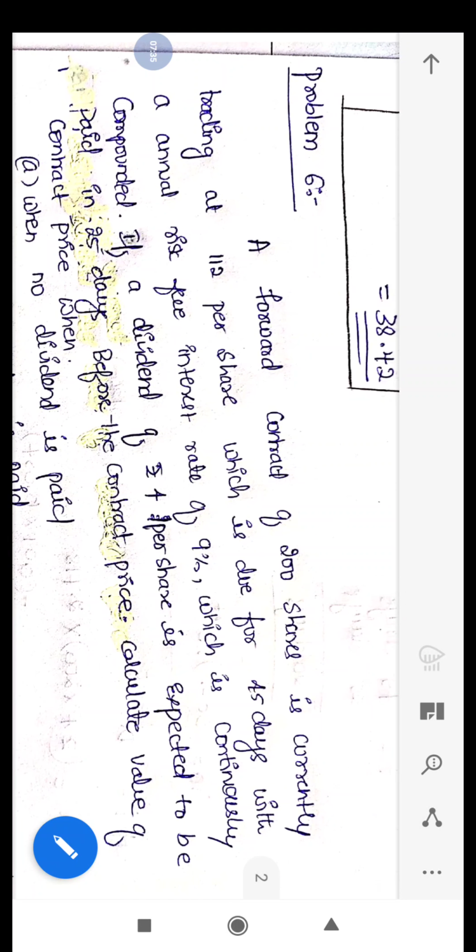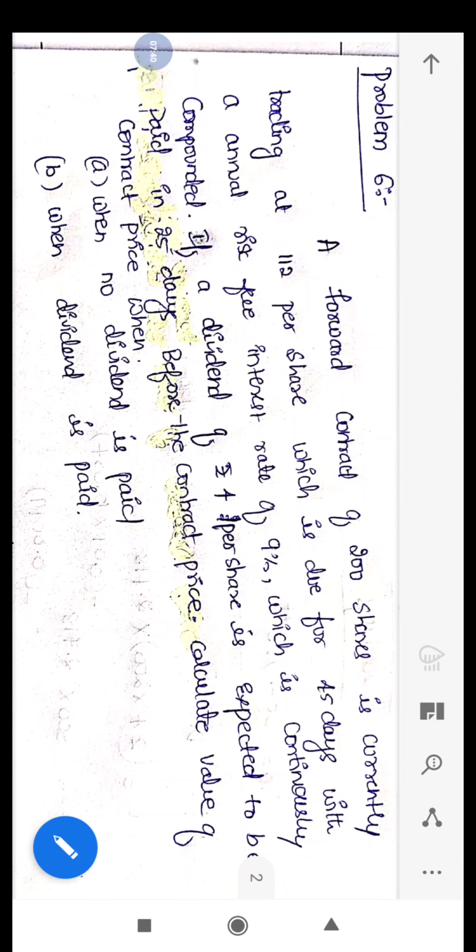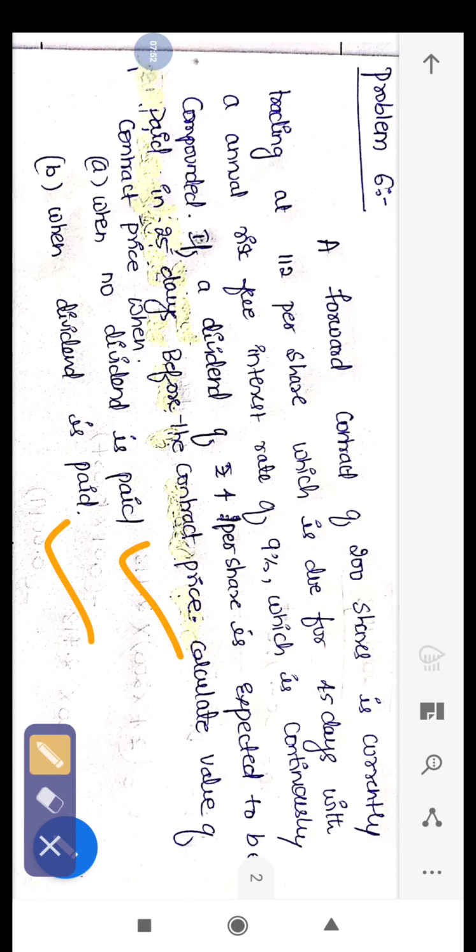So okay, we have finished this one. Next, take another problem. So this is problem number 6. So here also, in this problem, at a time we will solve for non-dividend and for dividend payment. So here there is one contract, 200 shares currently trading at 112 per share. So there are 200 shares which are trading at 112 per share.